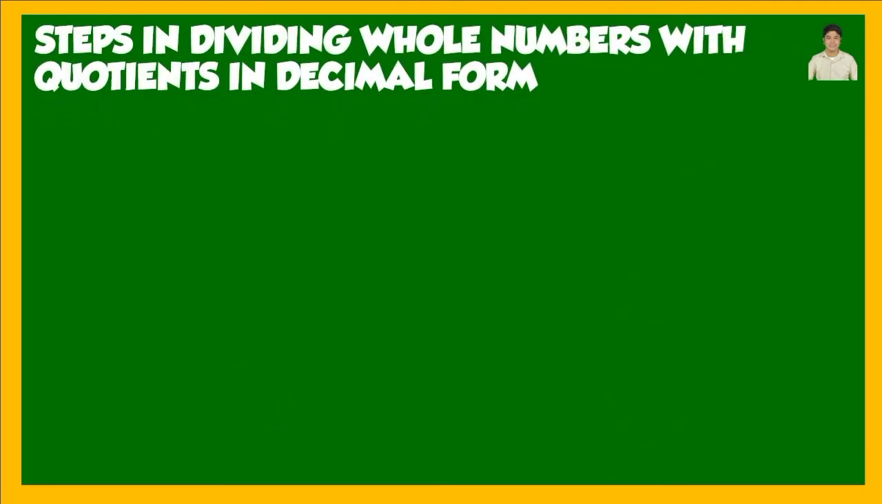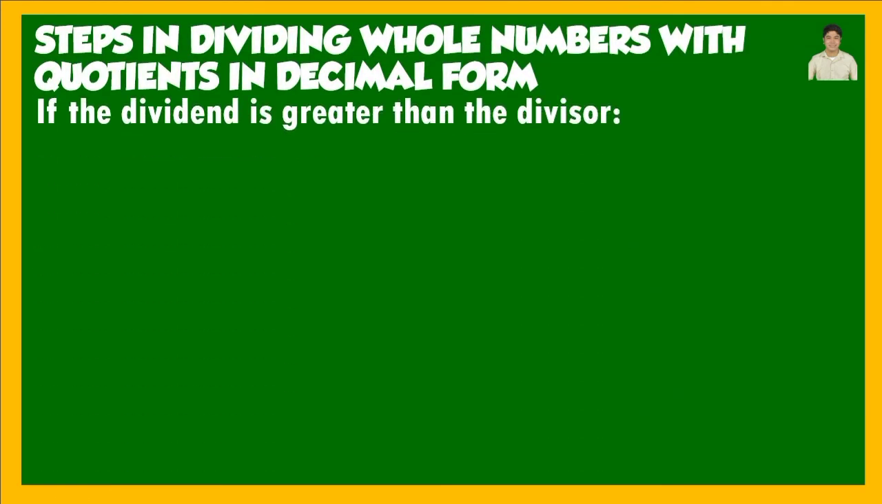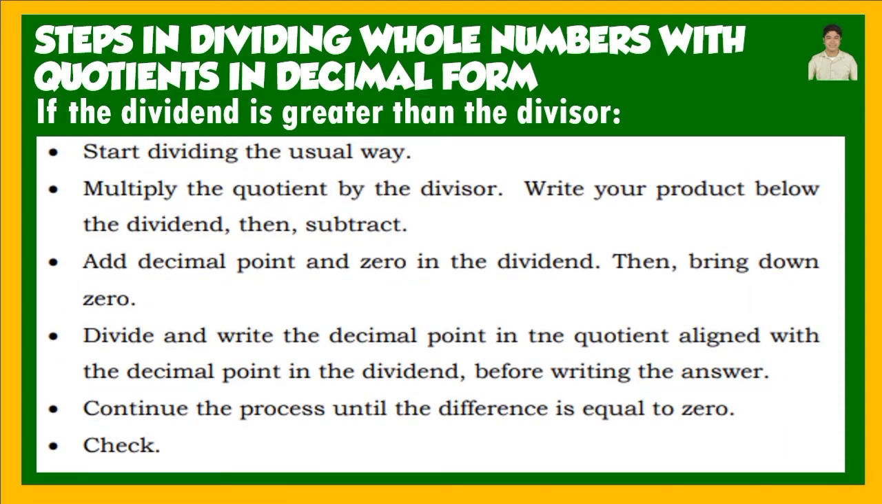So let's have the second condition, if the dividend is greater than the divisor. So this time, yung dividend is mas mataas na yung value niya dun sa ating divisor. Start dividing the usual way. So, hindi natin kailangan mag-add dito ng 0 dun sa taas. Mag-write ng 0 dun sa taas kasi pwede naman nating i-divide yung dividend dun sa divisor.